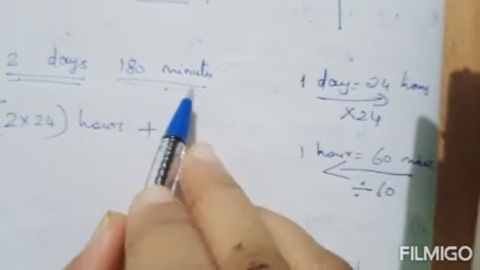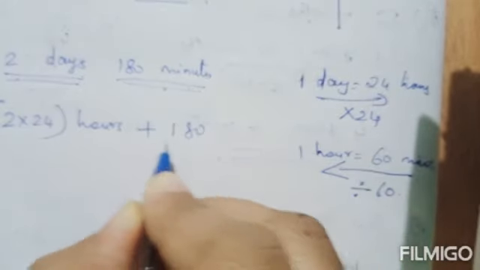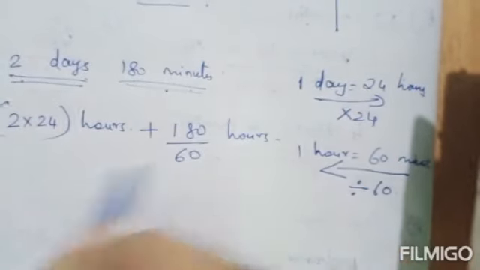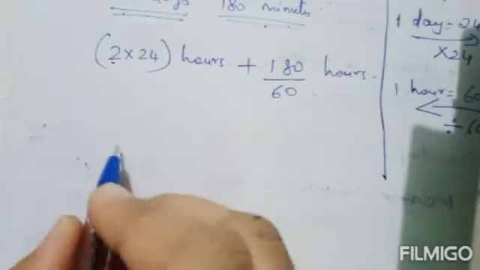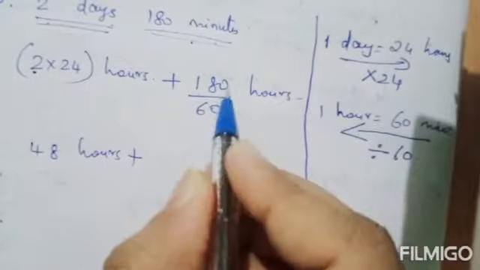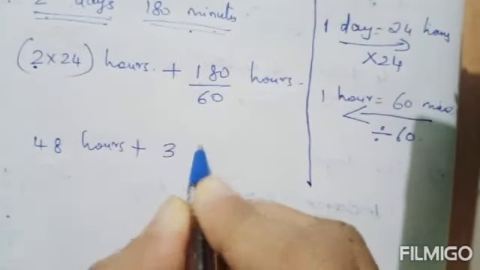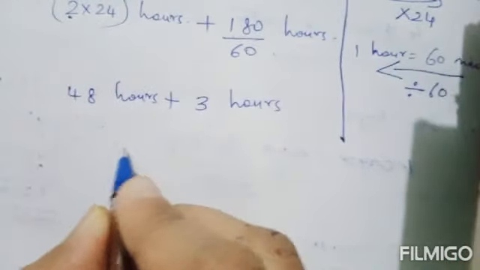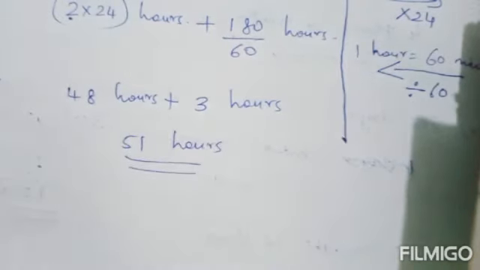Okay, so 180 minutes, in order to convert that to hours, just divide 180 by 60. Here unit you can write hours. Okay, so what you will get? 2 into 24, it is 48 hours plus 180 by 60, what you will get? It is 3 hours. Okay, 48 plus 3, what you will get? It is 51 hours. This is the answer.